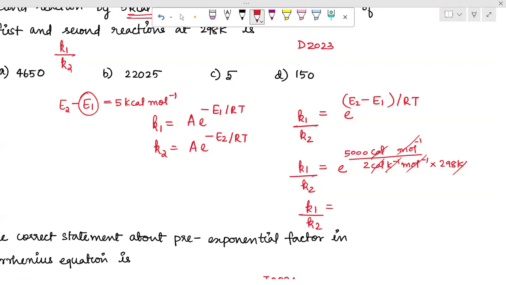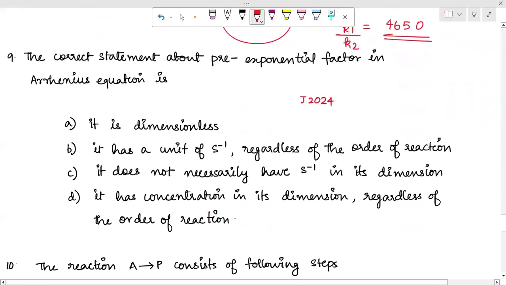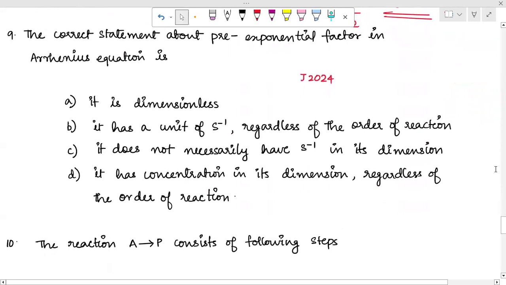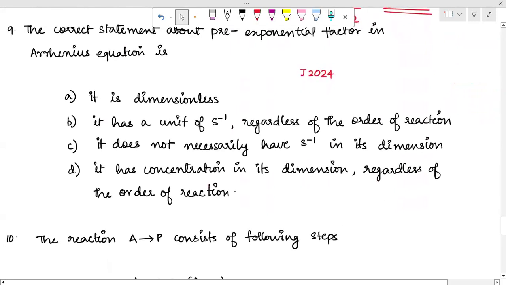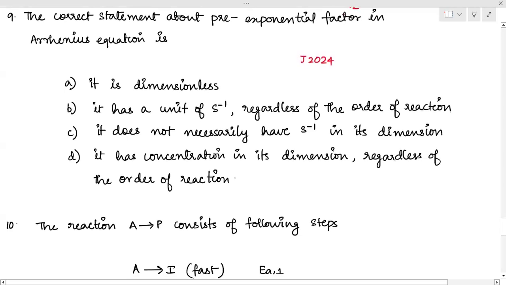Once you do this, you will get an answer which is approximately equal to 4650. Approximately. That is option A. Option A, question which was asked in December 2023. Okay. Next question. The correct statement about the pre-exponential factor in the Arrhenius equation is option A, it is dimensionless.